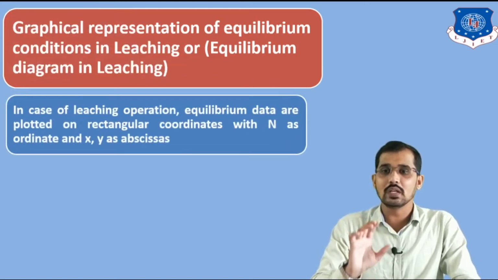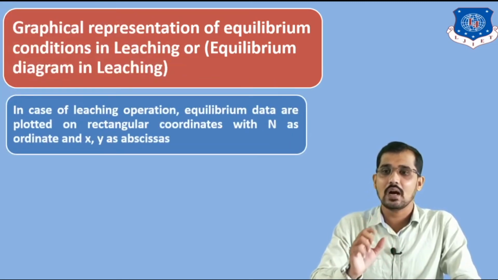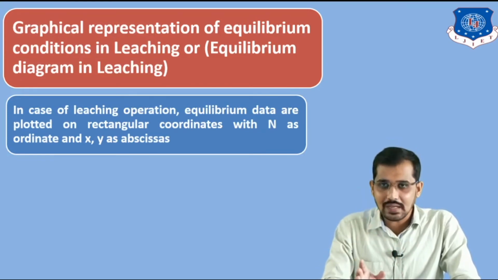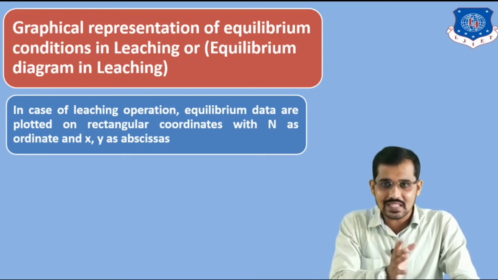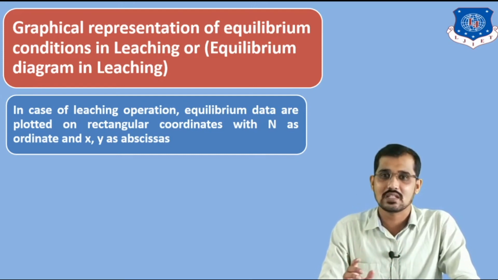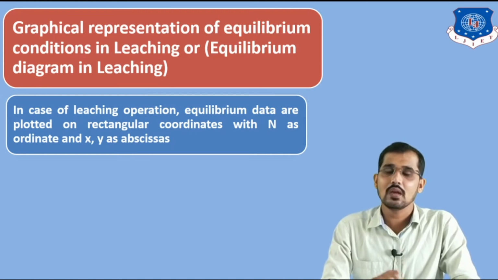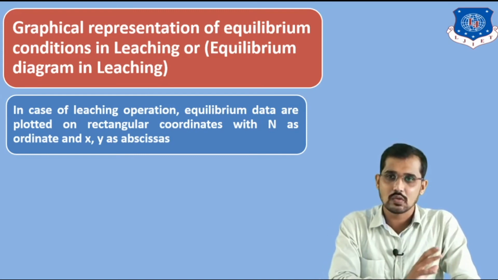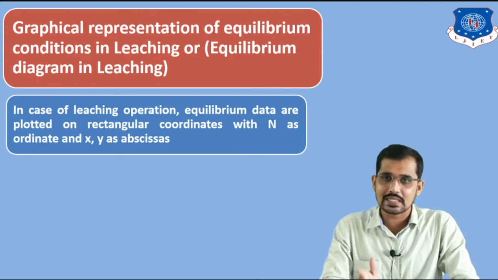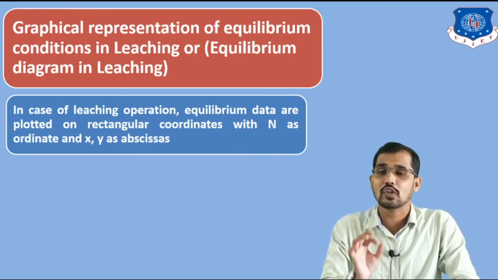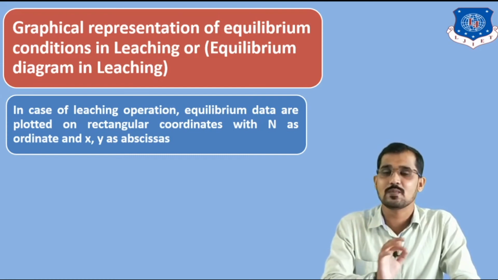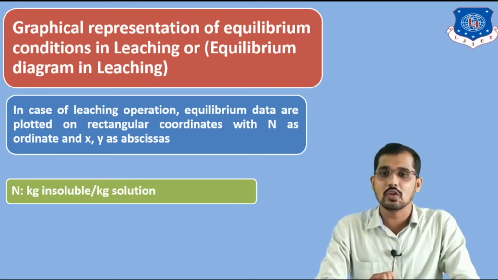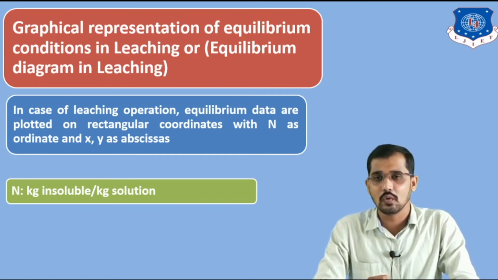In the case of the leaching operation, equilibrium data are plotted on rectangular coordinates with N as the ordinate, meaning the y-axis, and X and Y as the abscissas, meaning the x-axis. Here we are going to plot one diagram, N versus X or Y. N is the flow rate for the insolubles, and X and Y are the mole fraction of the solute in the liquid and gas phase respectively. Now, I told you N is nothing but kg insoluble per kg solution, which is the flow rate for the insoluble.